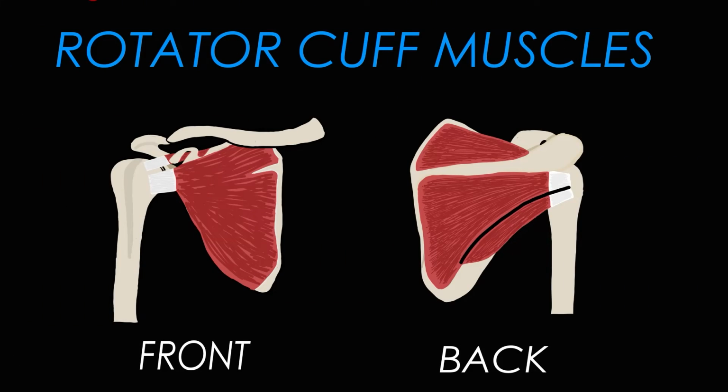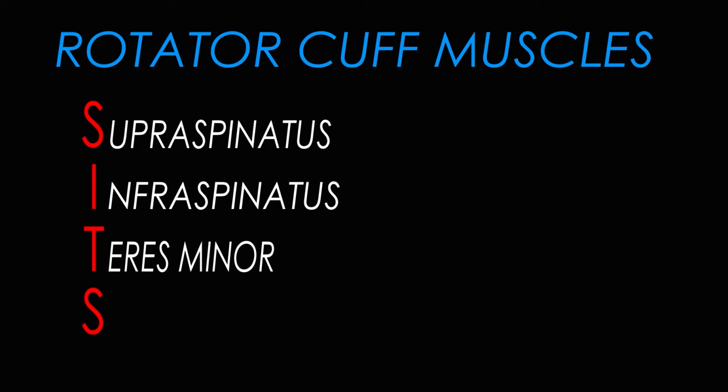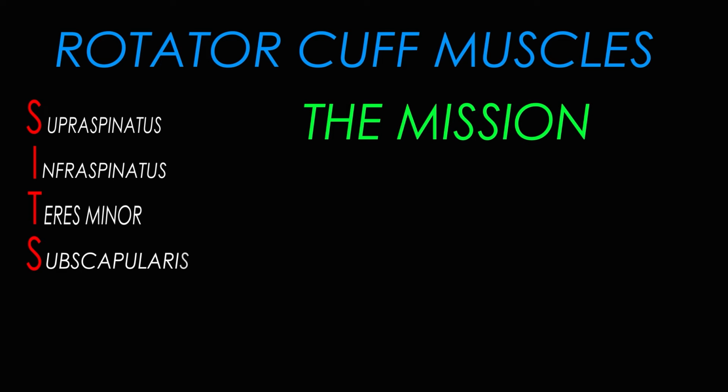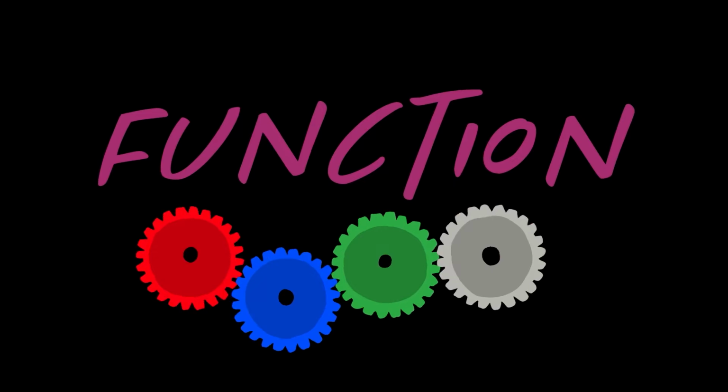The rotator cuff muscle group is made up of 4 muscles in the shoulder. A mnemonic to remember the muscles is SITS. The first S stands for the supraspinatus, the I stands for the infraspinatus, the T stands for the teres minor, and the last S is the subscapularis. The overall goal of the rotator cuff is to provide shoulder stability by holding the humerus into the joint.